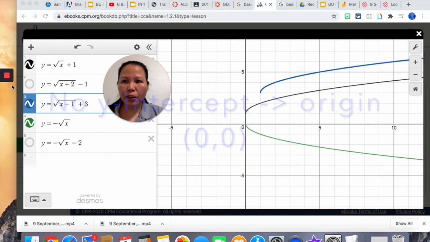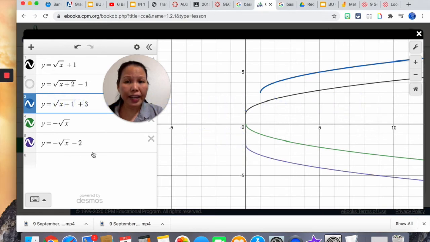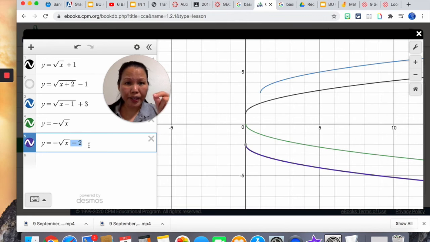And let's go ahead and complete our graph over here with the last one. We have negative, so the graph is going under. And we have negative 2 for the y-intercept, so it's going down 2. And I'll go ahead and take this one off so you don't get confused. Going down 2 from 0 on the y-axis. And that's where we get the y-intercept of negative 2 here.